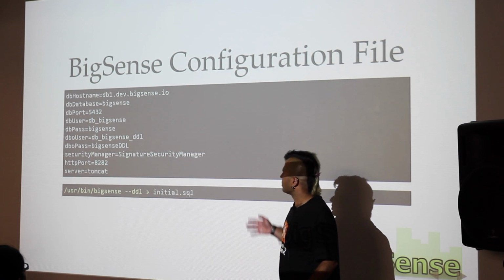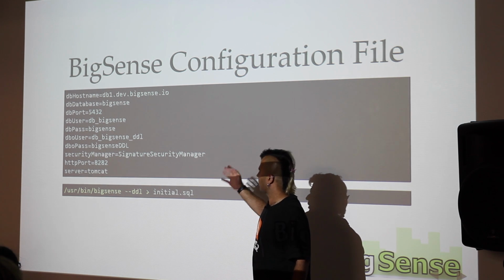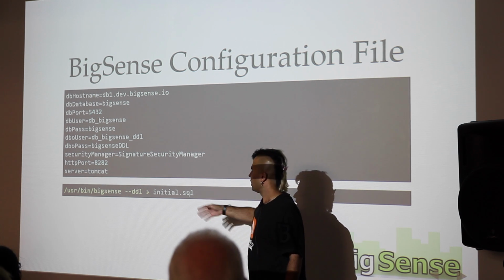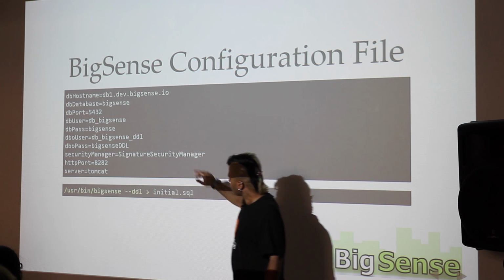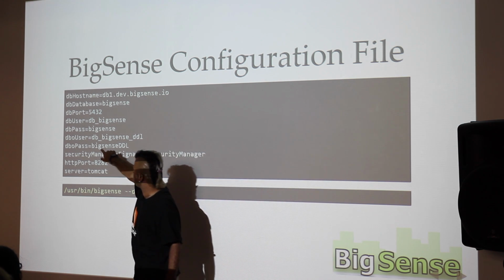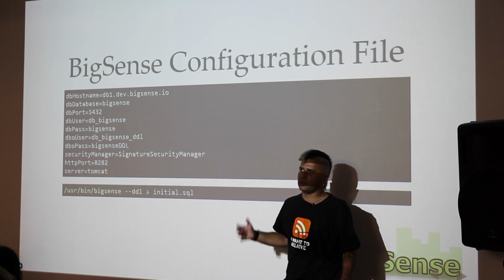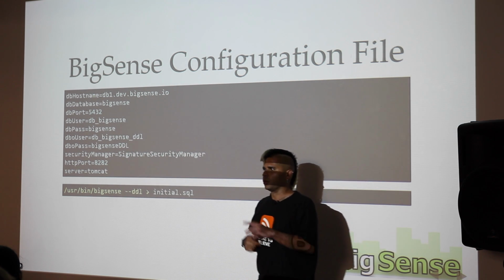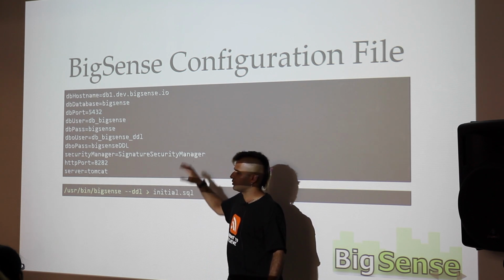Configuration file, which I mentioned, is pretty straightforward. We just have all of our database information, usernames, passwords, the security manager, port, and whether the server is going to be Tomcat or Jetty. Notice we have a DBO user and a DB user. Why do we have both? The DBO user is just used to initialize the schema. So when the service comes up, it creates all the schema, and then it downgrades itself to just DB permission.